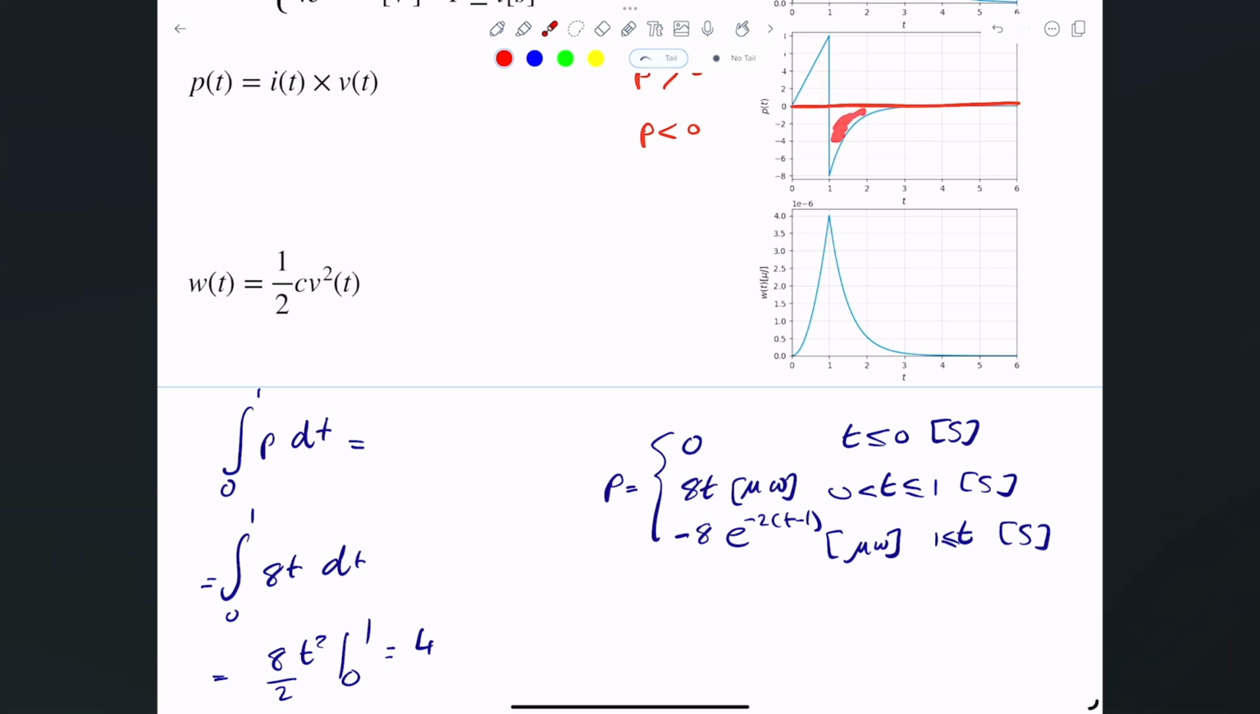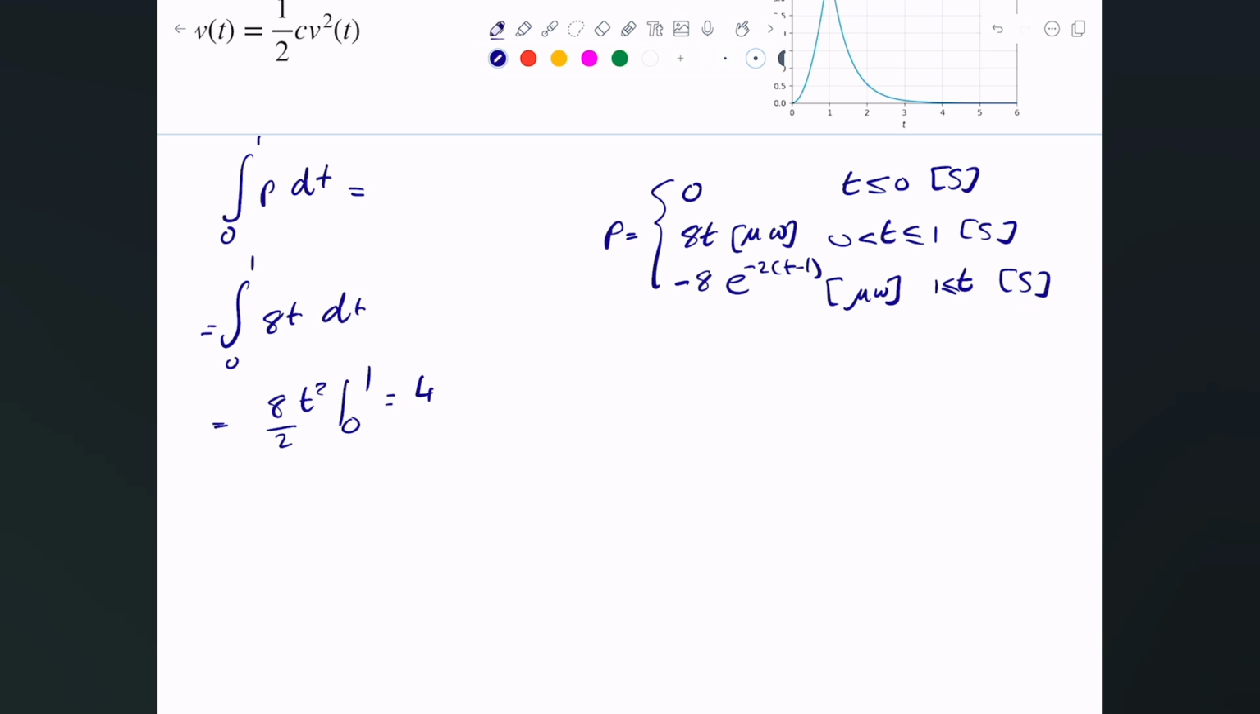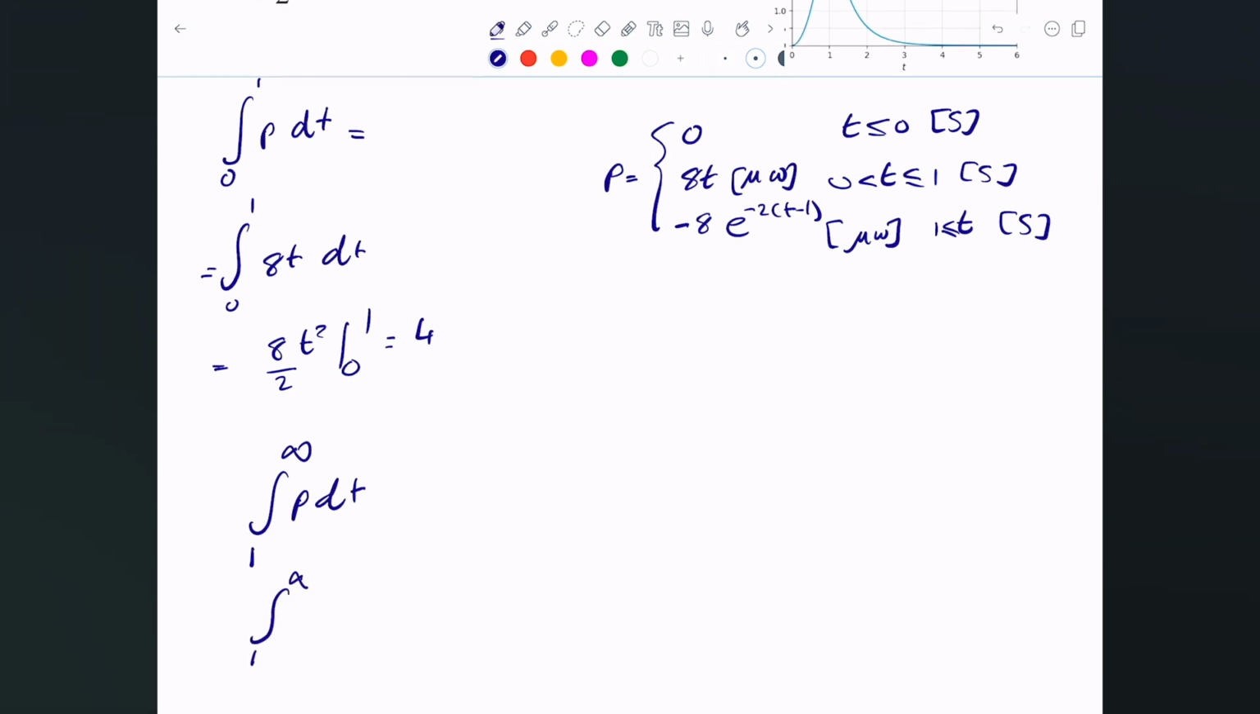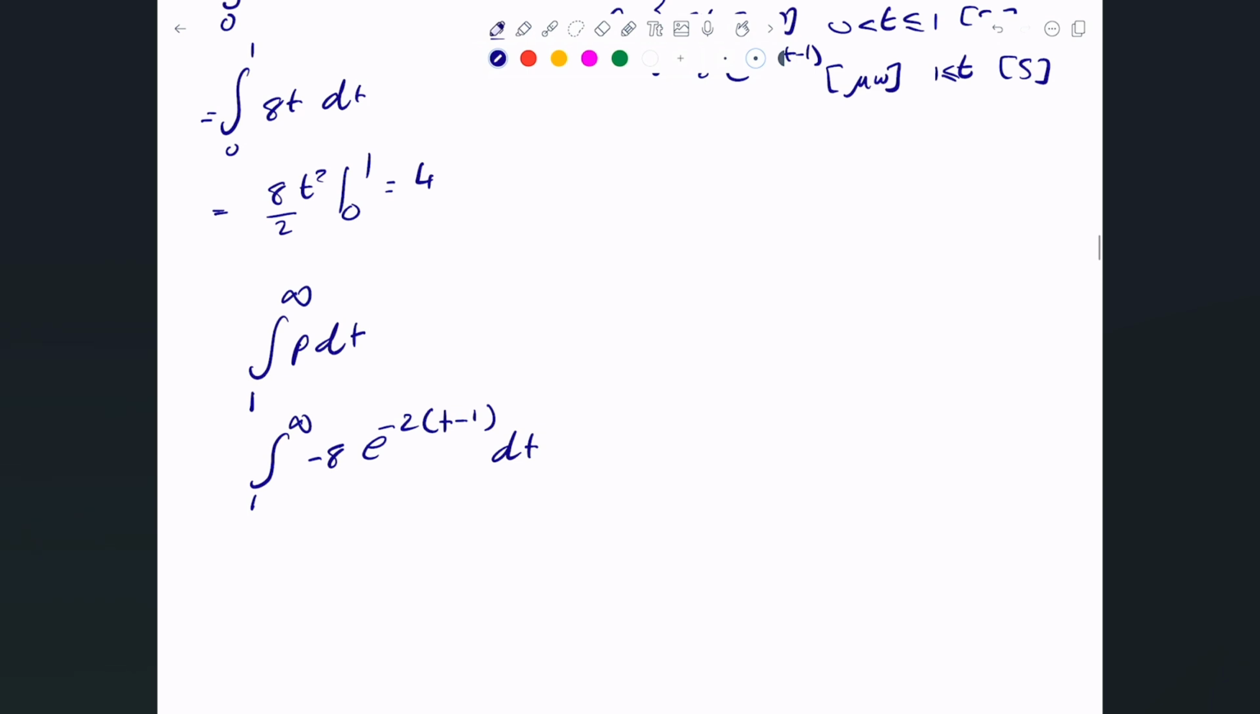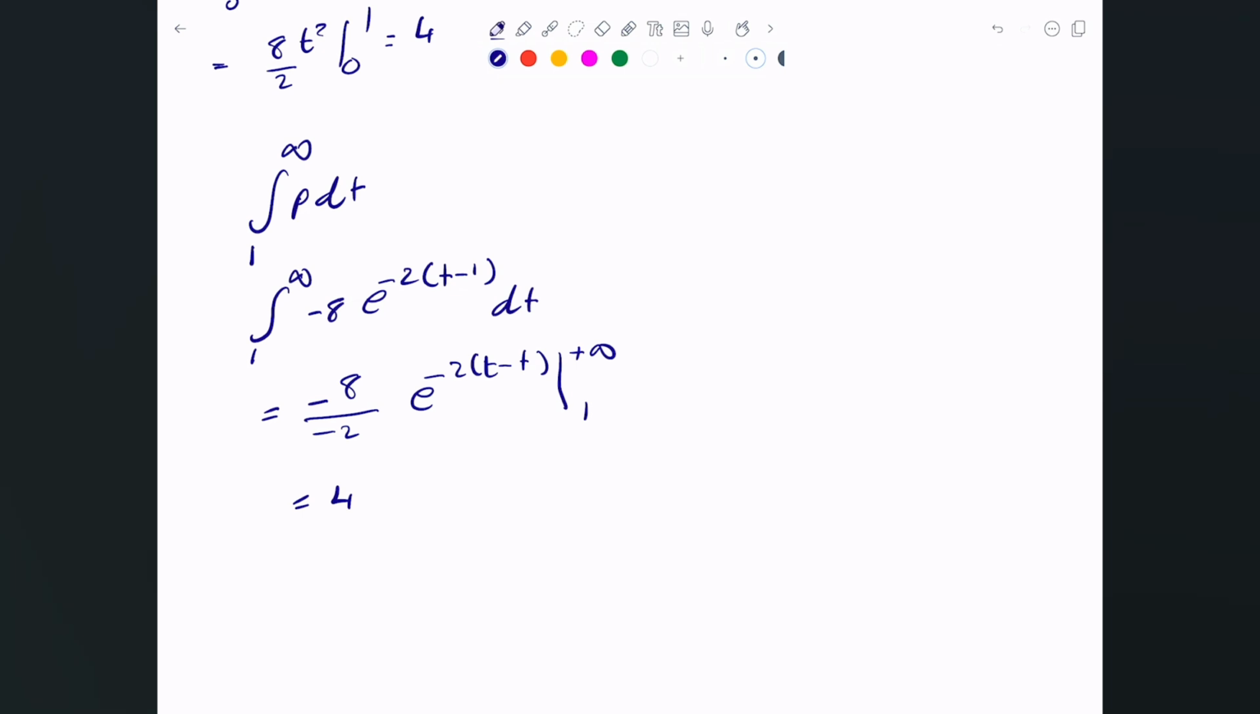Hopefully the area trapped in here, which should be negative because we're under the 0, should also be 4, because the amount of energy that we provided is the same amount of energy that it released. So we can double check that answer by integrating from 1 all the way to infinity, p times dt, and that will give us the work. That goes from 1 to infinity of -8 e to the -2(t-1) dt. And hopefully you remember your integration, so you'll get -8 divided by -2 e to the -2(t-1), from 1 to plus infinity. And of course this will be 4, yes.